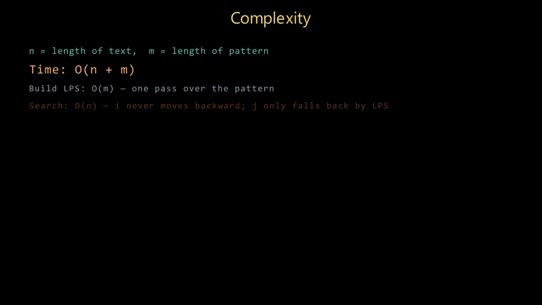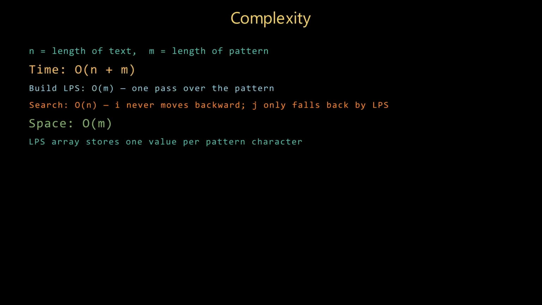KMP runs in O of n plus m time. Building LPS scans the pattern once, and searching scans the text once because I never moves backward. The extra space is O of m for the LPS array.